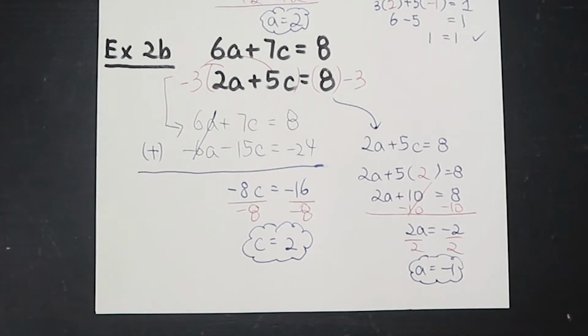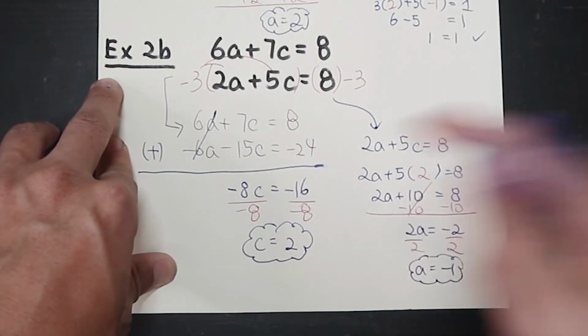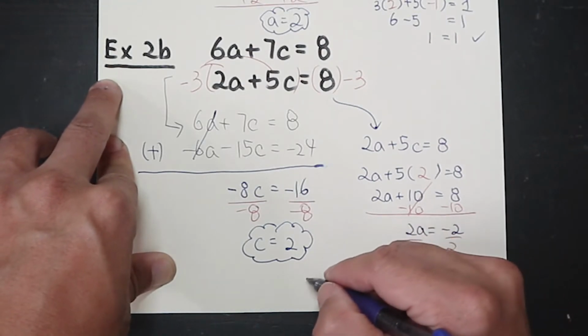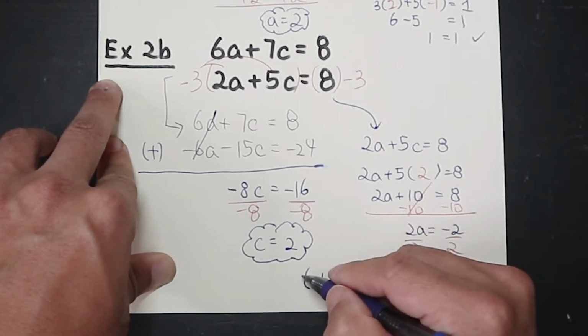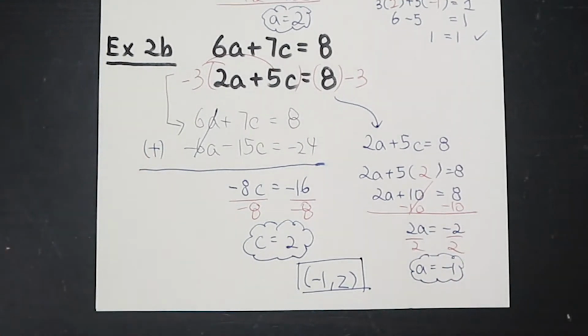Well, to put them together in an ordered pair, a comes first before c in the alphabet. So you're going to write open parentheses, negative 1, comma 2. And then that's your final answer.